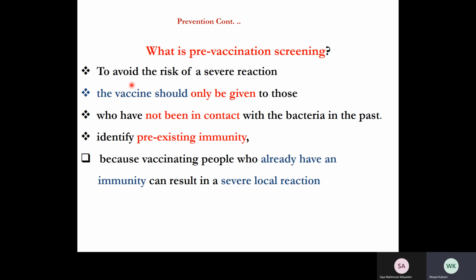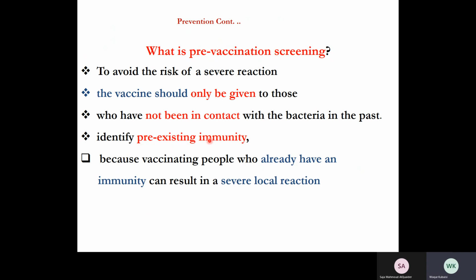First, to avoid the risk of severe reaction. Because if he has antibody, he will get a severe reaction. The vaccine should only be given to those who have not been in contact with the animal. That's why a full history should be taken. So it should not be given to those who had a history.